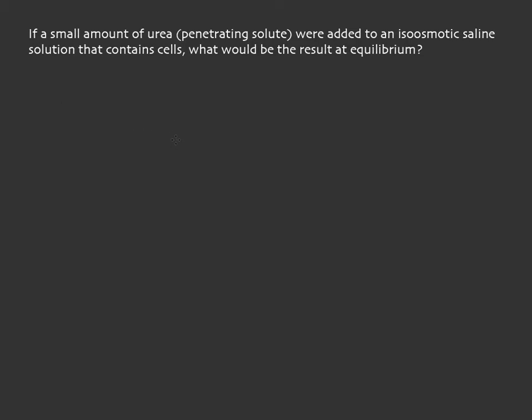Alright, so I hope you did well. Let's see what happens. So if we have a solution here, and I'm going to draw a cell because it says it contains cells, and it also says that it's isoosmotic. So the solution must be isoosmotic to something else. So we're going to assume that it's talking about the cells that are in the solution. So here's our solution, and the solute is evenly spaced out between the cells and the solution itself.